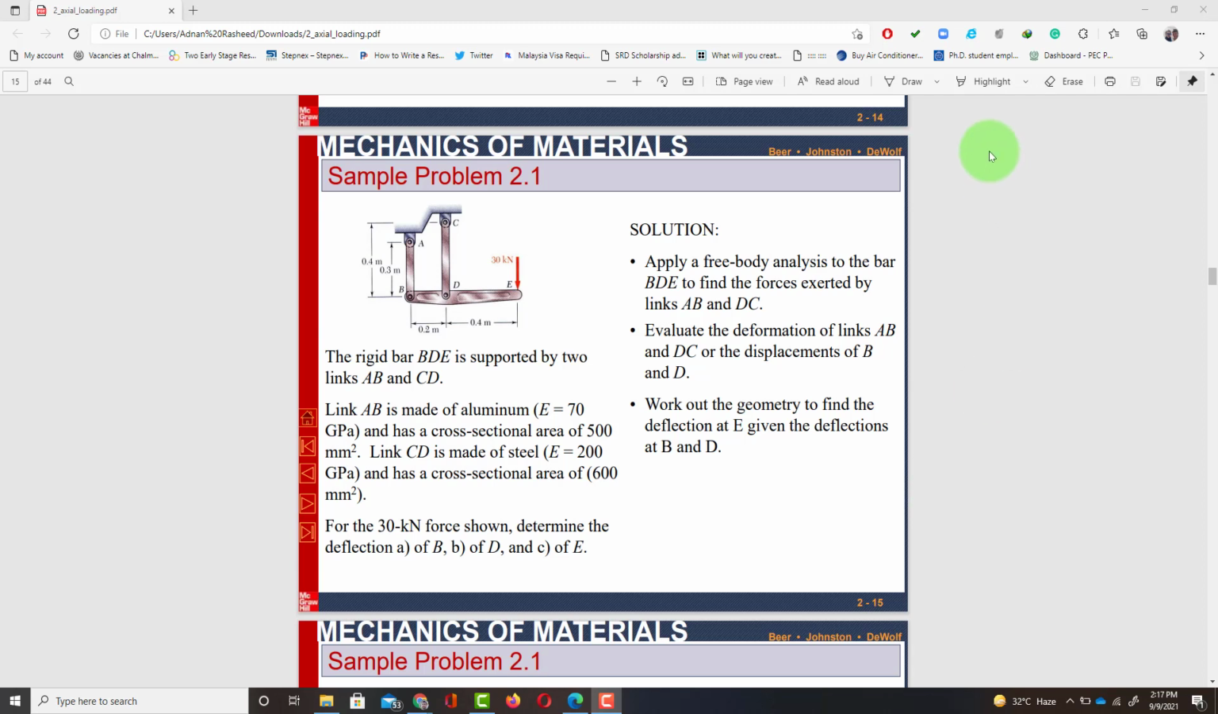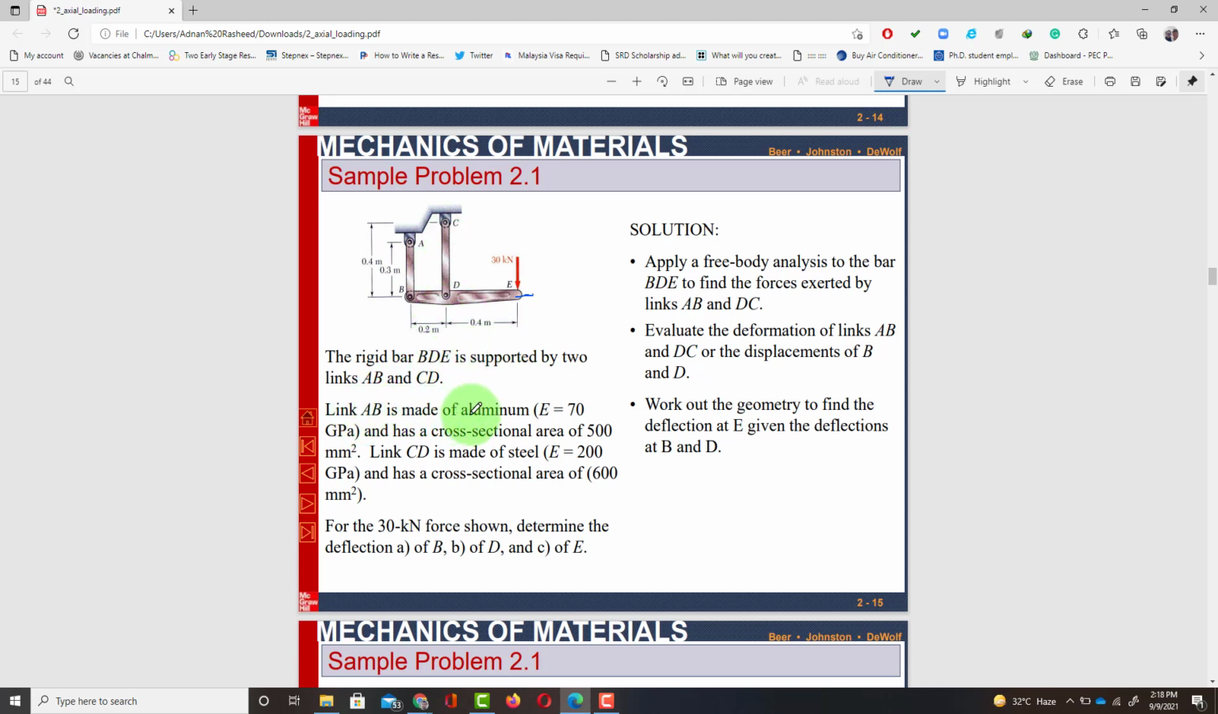Okay, sample problem 2.1. In this problem it is given that this is a bar linked with bars AB and CD. The rigid bar means the bar does not undergo deformation under the load because it is rigid. So the rigid bar BDE is supported by two links, AB and CD. There are two links attached to this bar BDE.